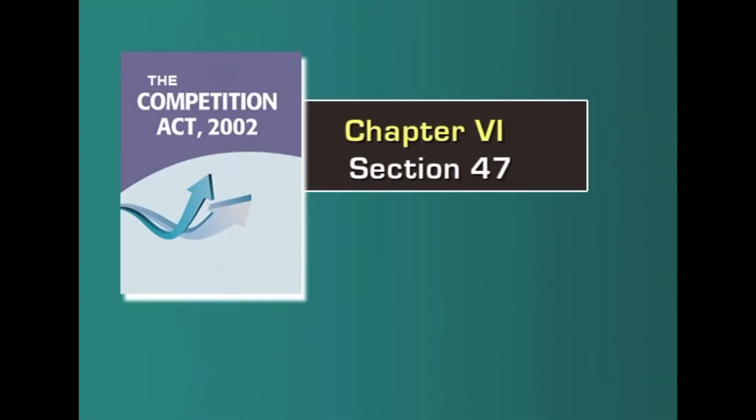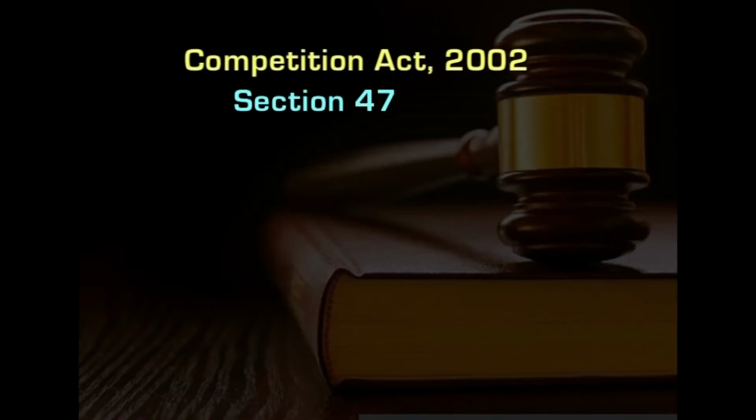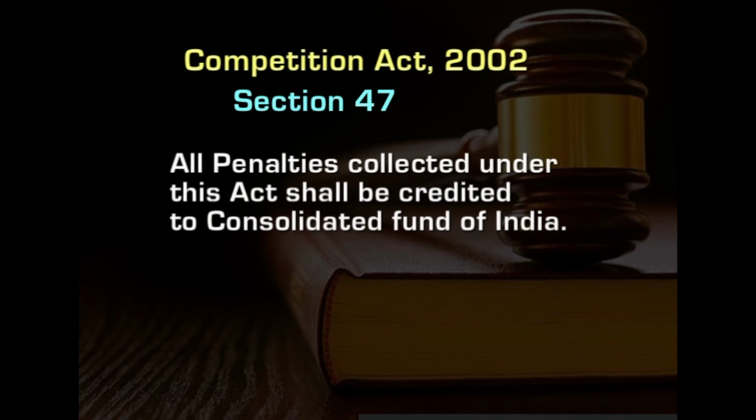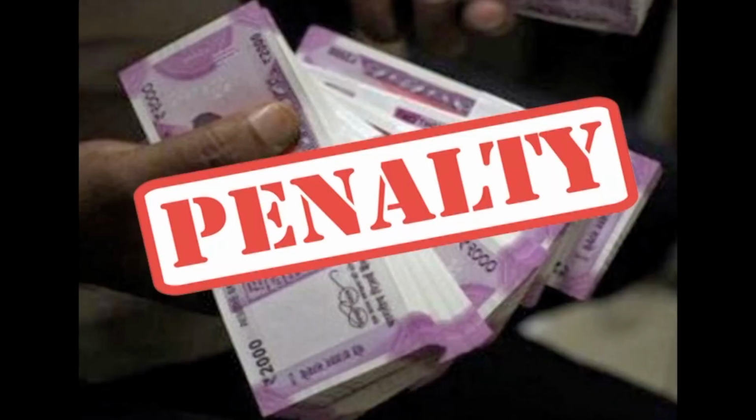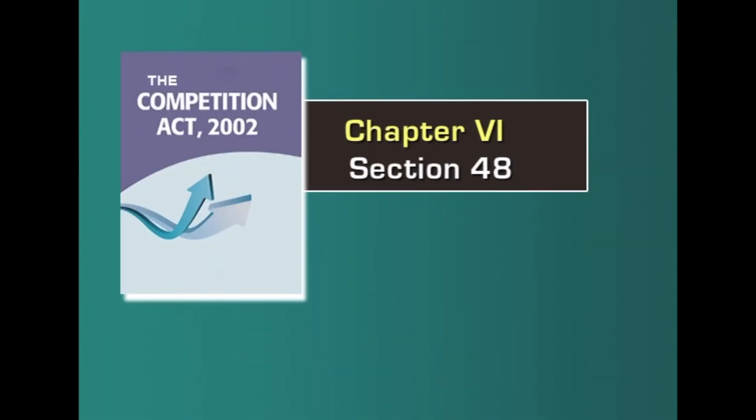The next section is section 47. Section 47 generally talks about what would happen to all the penalties collected in form of penalties imposed and punishments imposed on the persons contravening the provisions of this act. Section 47 says that all penalties collected under this act shall be credited to the Consolidated Fund of India. This is again provided to ensure that there is a transparency with regard to the funds amounts collected in form of penalty.